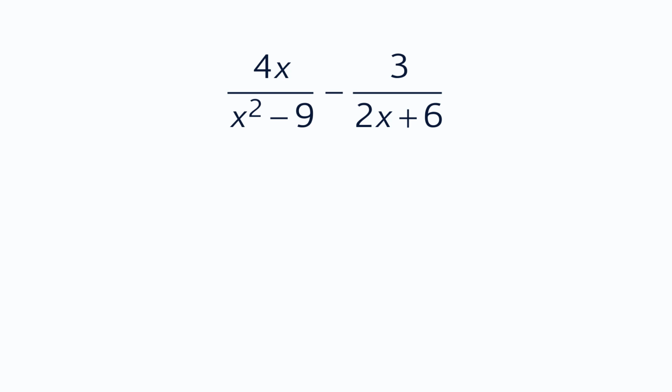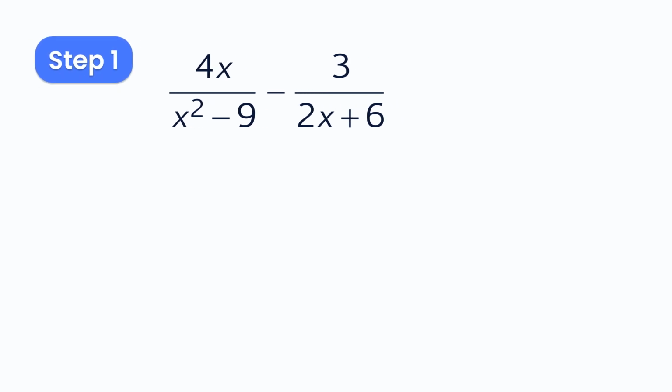Now, the final example. You want to calculate 4x over x squared minus 9 minus 3 over 2x plus 6. First, check if you can simplify any of the fractions. There are no common factors in any of the fractions, so move on to the next step. These two fractions don't have a common denominator. You start the process of finding the LCD by listing the denominators and factorizing them.